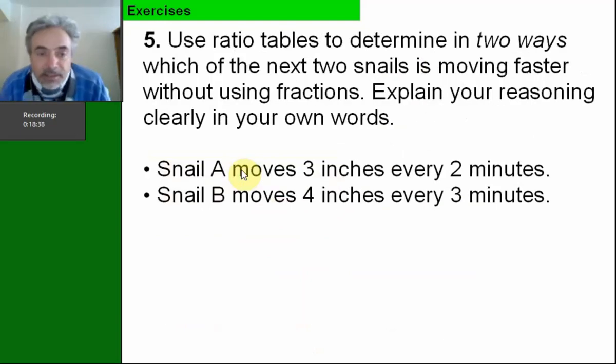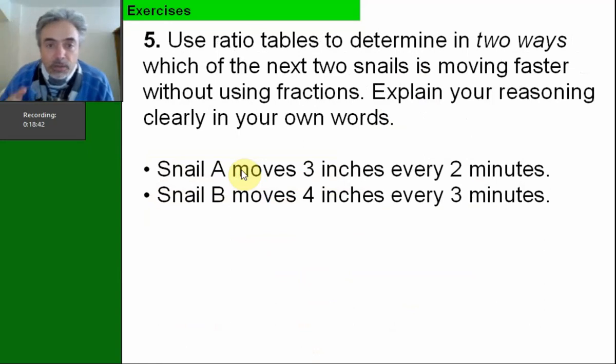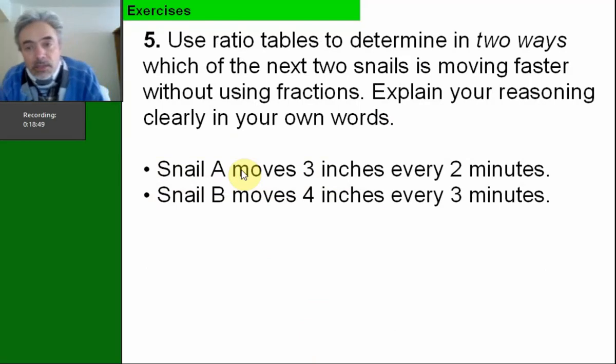Another exercise. Let's do the same thing. So you pause the video and try to solve it yourself first. But I'm going to solve it right now. Use the ratio table to determine in 2 ways which of the 2 snails is moving faster without using fractions. Explain your reasoning clearly in your own words. So snail A is moving 3 inches in every 2 minutes, and snail B is moving 4 inches in every 3 minutes.